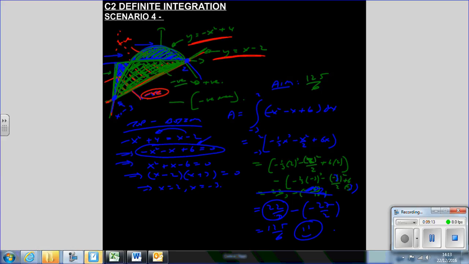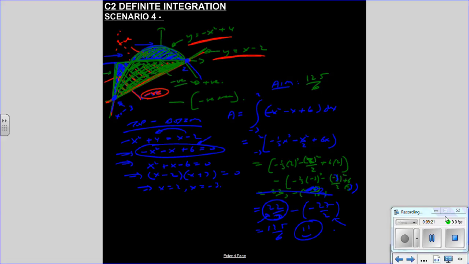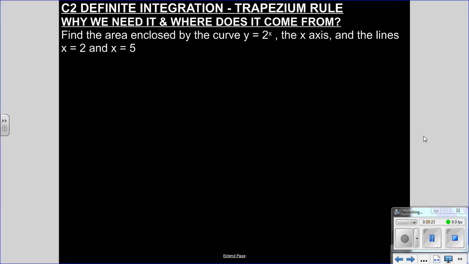So much easier. So if you split up that first bit using the answer button in there, using the answer button there, and you get it. Okay. That's that then. That's the last scenario. We're now moving on to the trapezium rule. So the second section of this video.